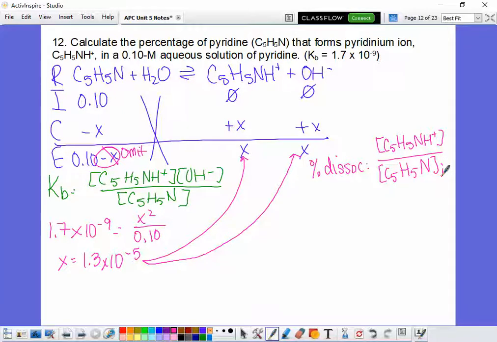Okay. For this math, it doesn't matter if you put initial or equilibrium for the C5H5N on the bottom because they're the same mathematical value, right? They're both 0.1 because we said that the minus x was negligible. So percent dissociation, we're going to have 1.3 times 10 to the negative 5 over 0.10 times 100, which is? Yep, a very small percentage, way less than 5%, which is why when you did initial over Kb, it was way greater than 400.